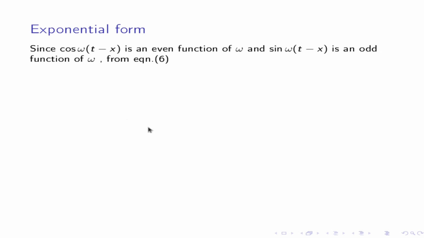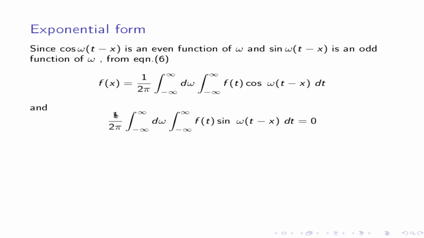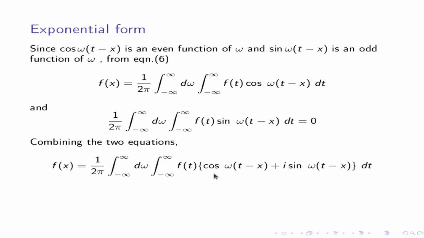Now find the exponential form. Since cos ω(t − x) is an even function of ω and sin ω(t − x) is an odd function of ω, we have f(x) = 1/2π integral from minus infinity to infinity dω integral of f(t) cos ω(t − x) dt. The corresponding 1/2π integral dω integral of f(t) sin ω(t − x) dt is equal to 0. We can combine these two equations and write f(t) into cos ω(t − x) plus i sin ω(t − x), which we can write as e raised to iω(t − x).